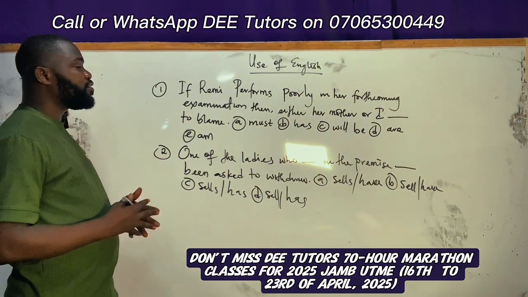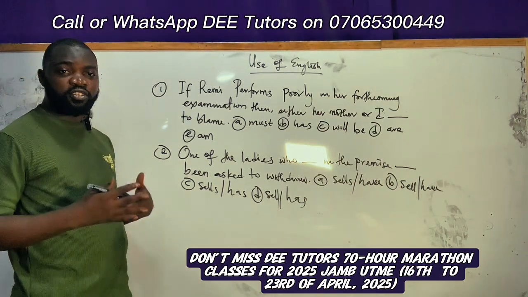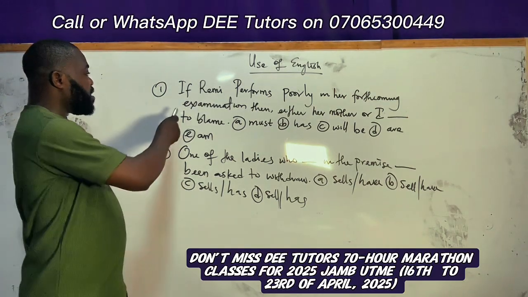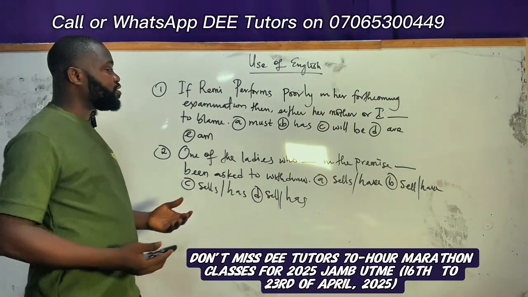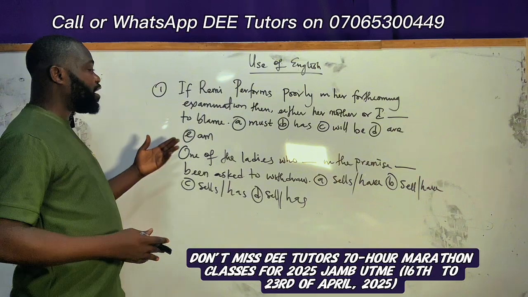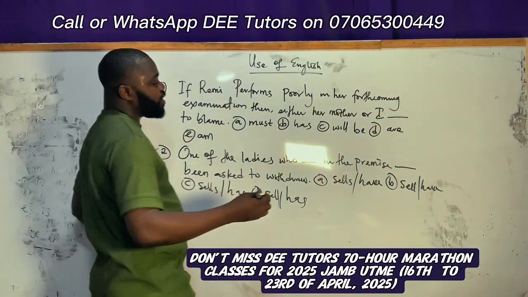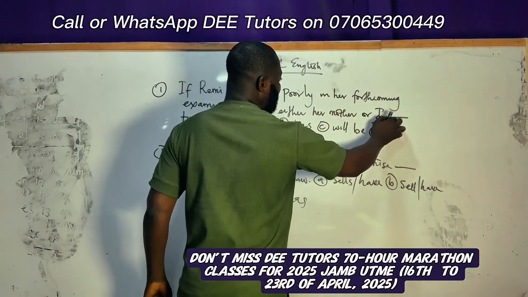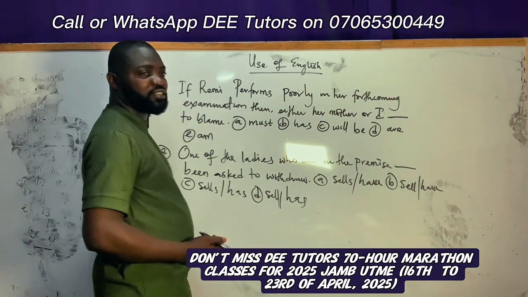Now we have two possible exam questions here we'll be solving together. The first one reads: if Remi performs poorly in her forthcoming examination, then either her mother or I dash to blame. Now, we want to fill a gap. This is the gap we want to fill, and what is meant to be here is a verb. And the verb must agree with a subject.